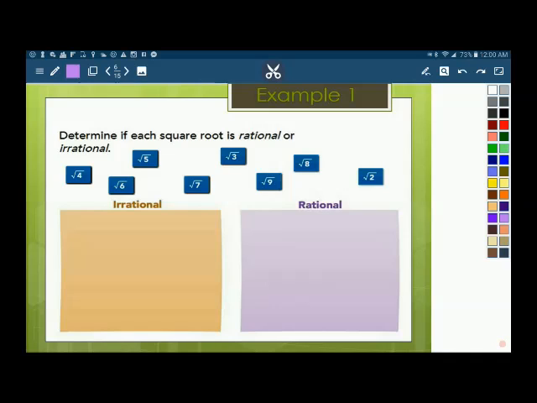So let's try the first example. It says determine if each square root is rational or irrational. So again, I'm just going to, at the top, remind myself what the list of the first 10 perfect squares are, which was 1, 4, 9, 16, 25, 36, 49, 64, 81, and 100. Okay, those are the first 10 perfect squares. There are more perfect squares, but we only need to really memorize the first 10.